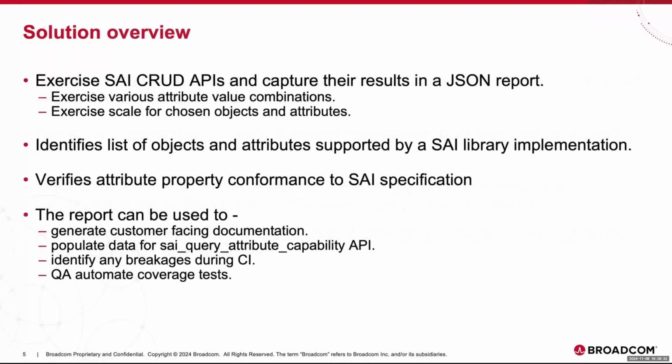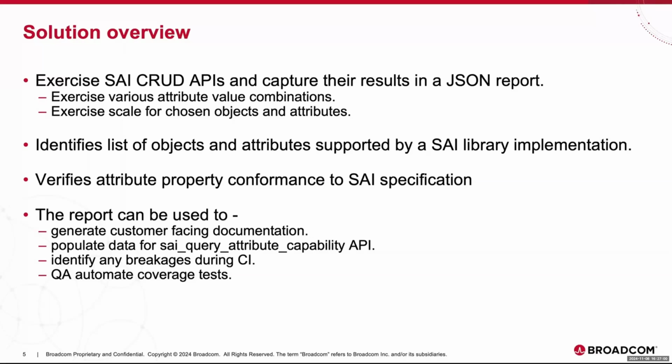The test infra will exercise CRUD APIs and capture the results in a JSON report. All the attribute value combinations will get exercised along with the scale for the given objects and attributes. The infra will identify the list of objects and attributes that are supported by an implementation, and it will validate attribute property conformance to the specification.